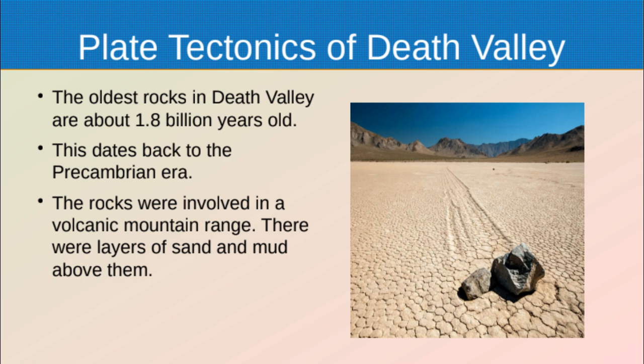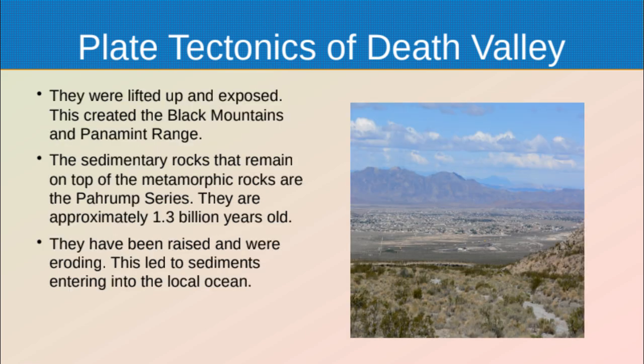First, these rocks were involved in a volcanic mountain range. There were layers of sand and mud on them. They were lifted up and exposed. This created the Black Mountains and Panamint Range. The sedimentary rocks that remain on top of the metamorphic rocks are the Pahrump series. They are approximately 1.3 billion years old. They have been raised and were eroding. This led to sediments entering into the local ocean.